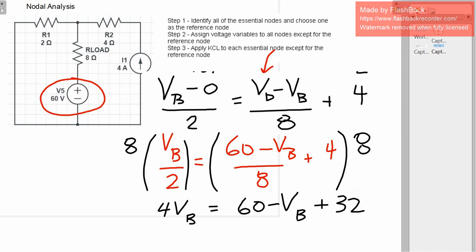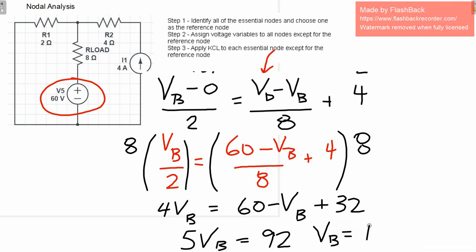Solving for VB, we just need to add VB to both sides. We'll get 5 VB equals 92. Solve for VB. And that is 18.4 volts. So now we can determine the load voltage and the load current. We now know the voltages at all the nodes.